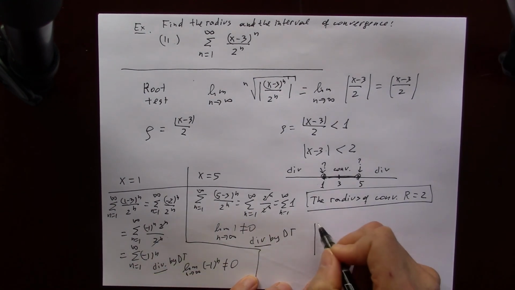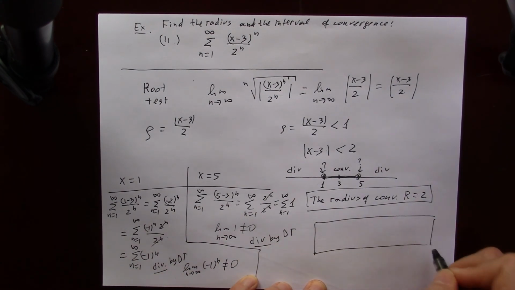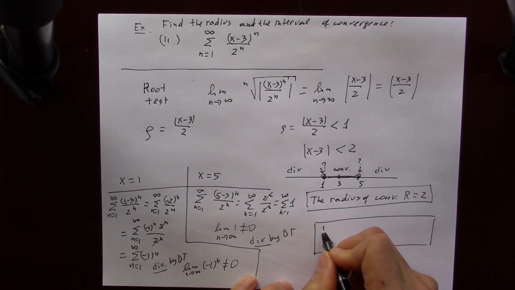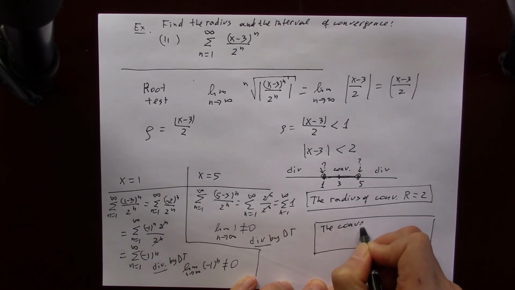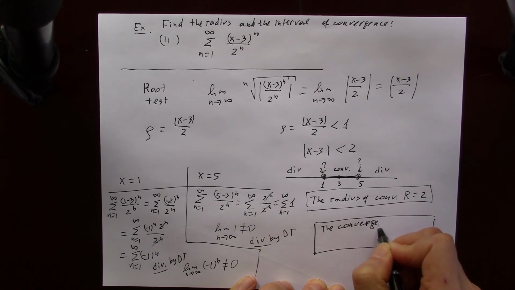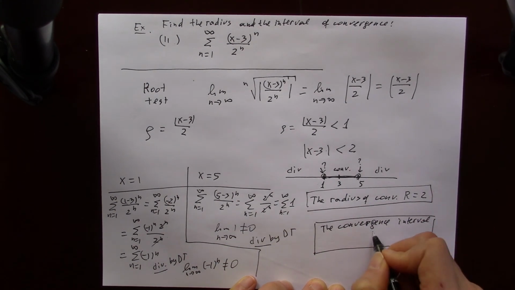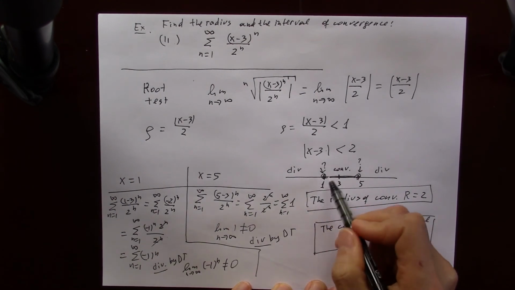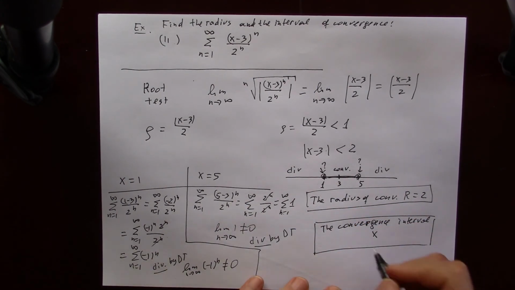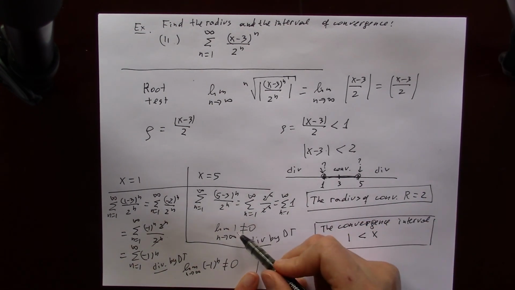Now we're ready to finish and write down the convergence interval. So the convergence interval, we don't want to include 1 because it's going to be divergent at 1. We don't want to include 5 because at 5 it's divergent.